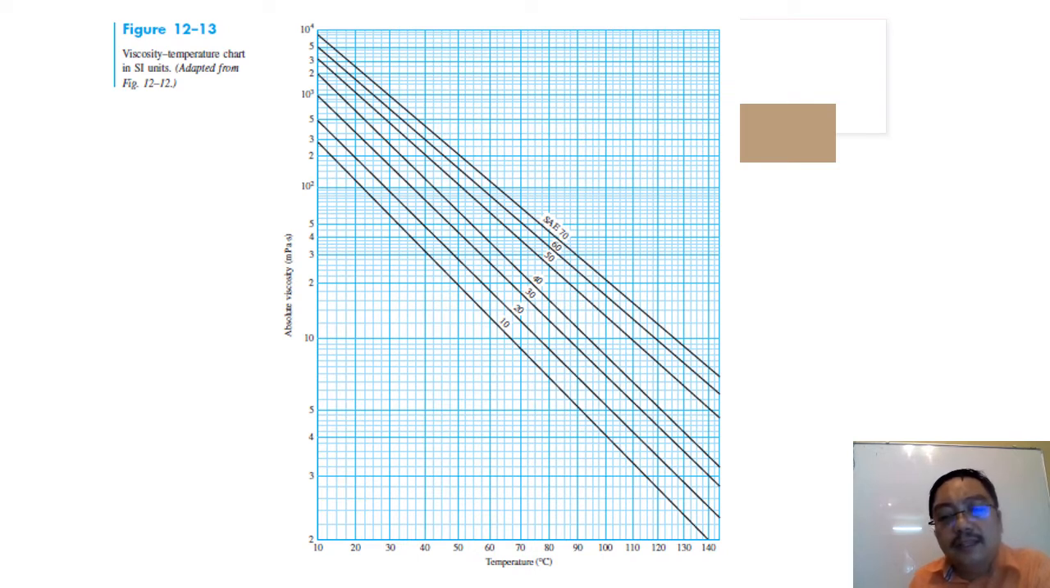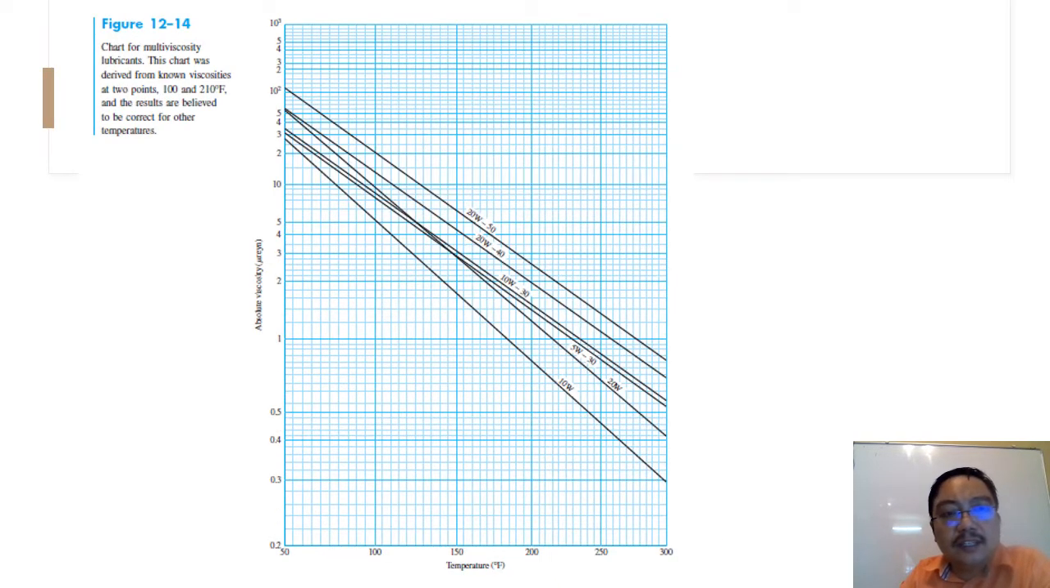Here are figures in the textbook that I copied here. This shows figure 12-13, viscosity temperature charts in SI units. Previously we used the temperature chart in Fahrenheit. Now the same chart in Celsius. For countries like Malaysia, we use Celsius. Other countries that use Fahrenheit, they use Fahrenheit. No problem.